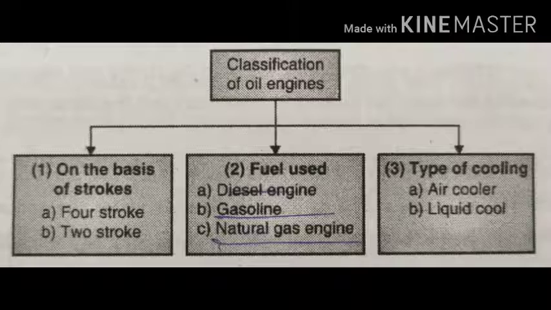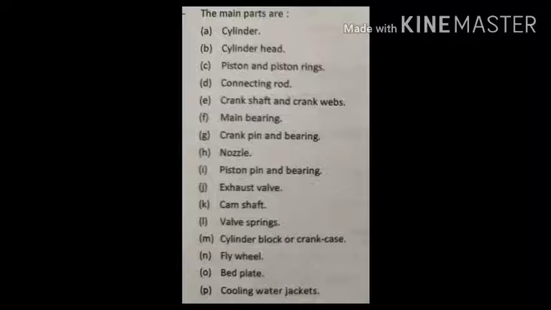Now we will look at some constructional details of oil engines. Before understanding the diesel engine, we should know some main parts of the diesel engine and the function of each part. The main parts are cylinder, cylinder head, piston and piston rings, connecting rod, crankshaft and crank webs, main bearing, crank pin and bearing, nozzle, piston pin and bearing, exhaust valve, camshaft, valve spring, cylinder block or crankcase, flywheel, bed plate, cooling water jackets, etc.